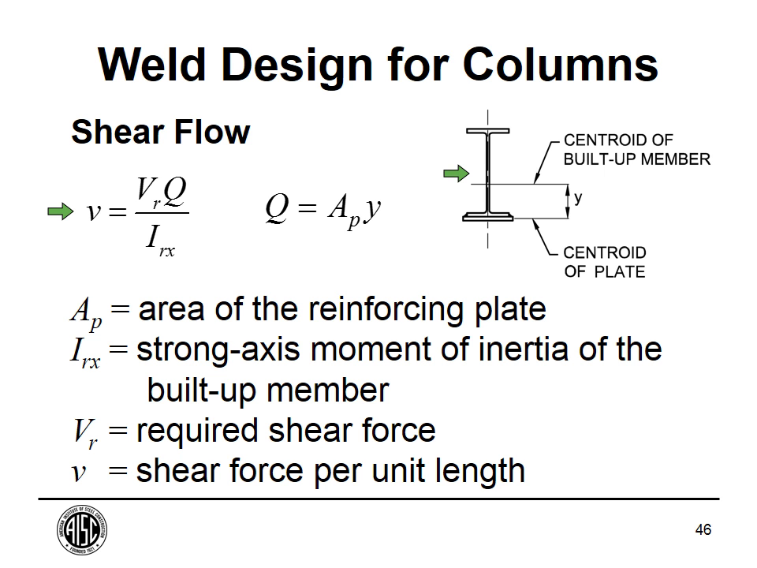So really, for beams, all we need to do is calculate Q, and we know the rest pretty much. Q is just the area of the plate times Y, which is the distance from the centroid of the plate to the centroid of the built-up member. Now the problem that you've probably already thought about is, for beams, we know what V sub R is. For columns, we don't.